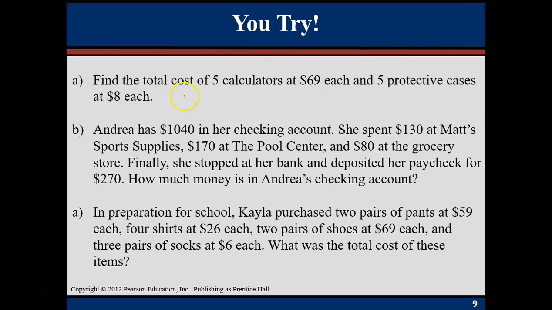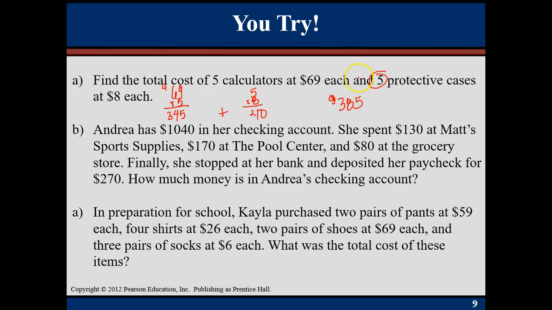You have bought 5 calculators for $69. So that would be, let's see, 9 times 5 is 45, so carry the 4. And then this would be 30 plus the 4, so $345. And then 5 cases, each $8, that's $40. And then I need to add that together, so I have $385. That's how much money you spent.